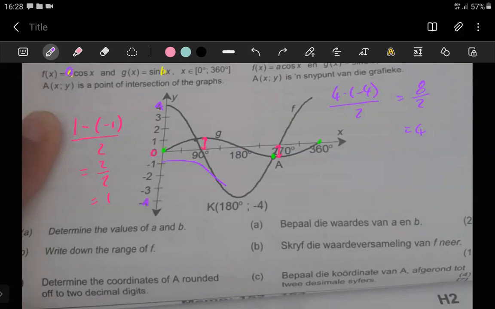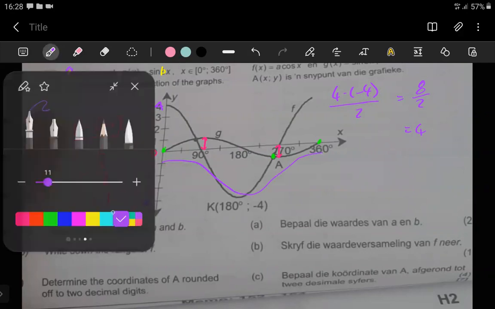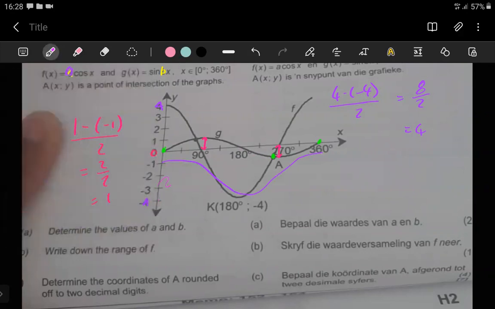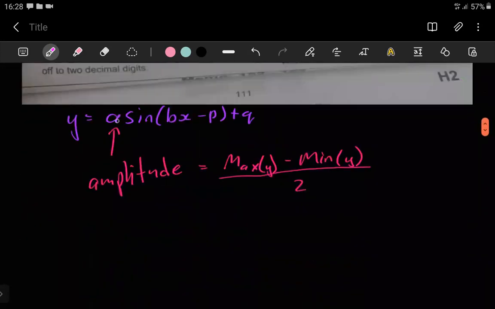So if you had a picture of a cosine graph that looks like this, you would say, okay, this is the lowest value, this is the highest value. So you'd say -1 minus -4, and then your amplitude would be -1 plus 4, and here you'd have 3 over 2 as the amplitude. So that's what A is. A is always the amplitude.